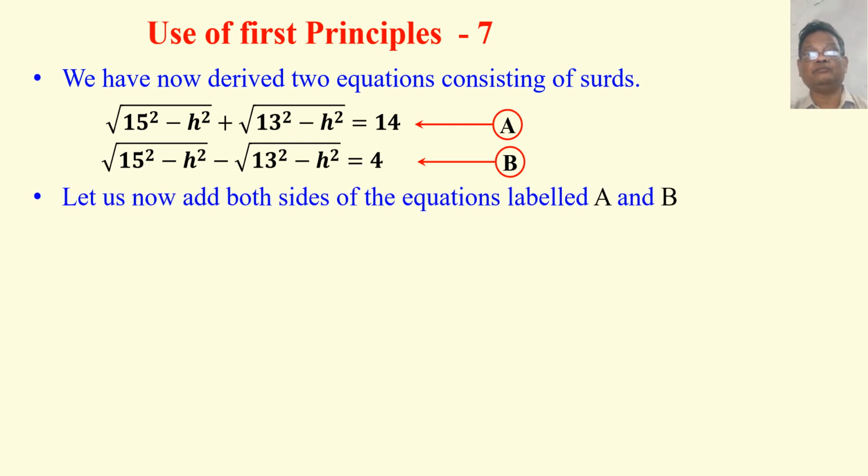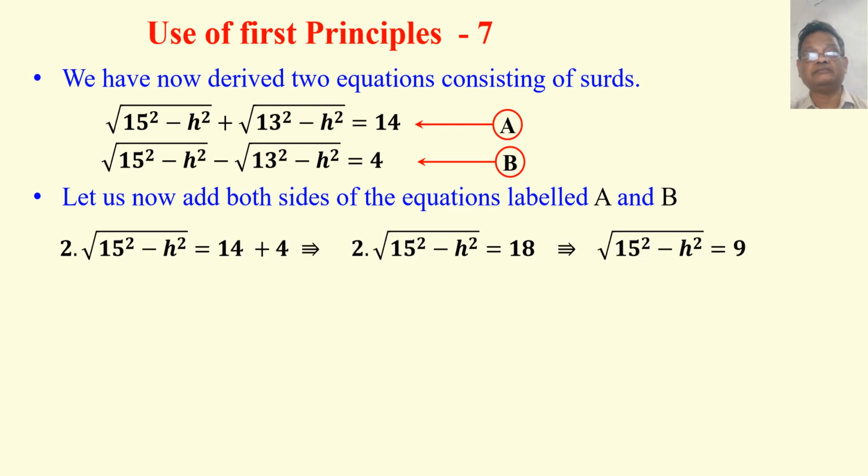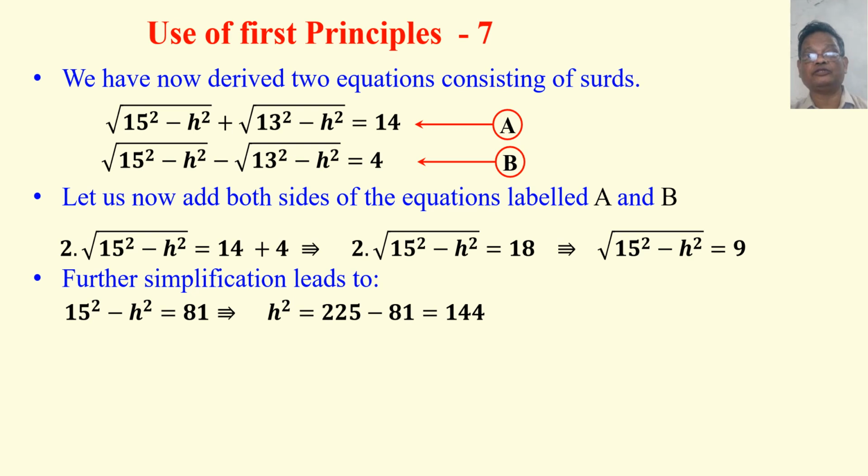Let us now add both sides of the equations labeled A and B, resulting in 2 times square root of 15 squared minus h squared equals 14 plus 4, which is equal to 18. Hence, square root of 15 squared minus h squared is equal to 9. Further simplification leads to h squared equals 144, finally obtaining h equals 12.